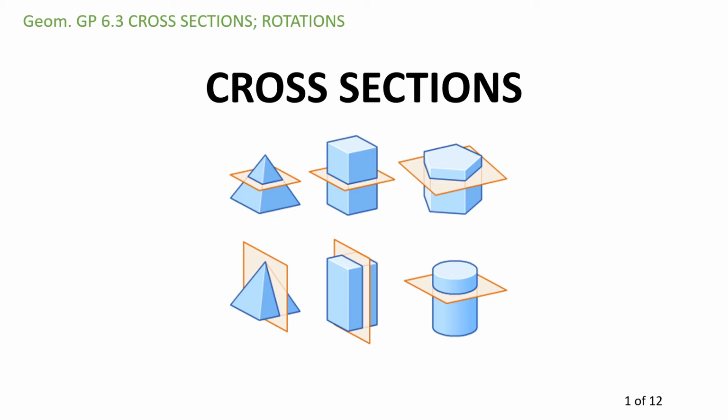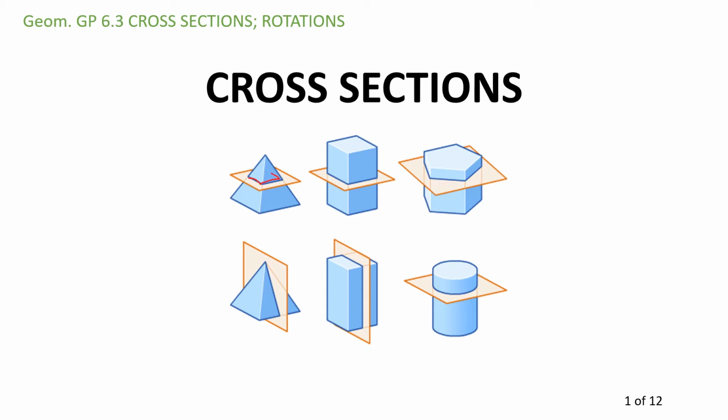Hello, geometry students. In this lesson, we're going to start talking about cross-sections of solids. What happens if you take a solid figure and you slice through it? So, for example, if you have a pyramid and you slice through it horizontally, what is the resulting figure?